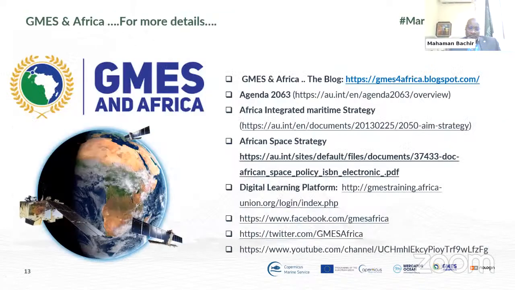We remain available for a lot more details. We put here some links about the blog, the agenda of the African Union, the Agenda 2063, because GMES is implementing some of the aspirations of the agenda. You have the African Space Agency. You have all the links to know more about this program.